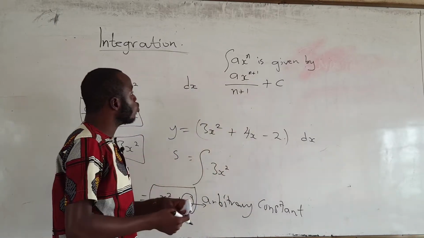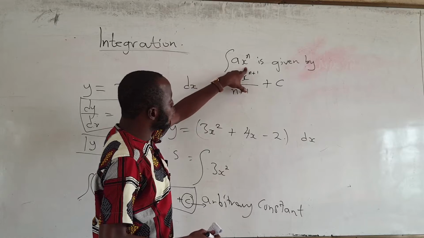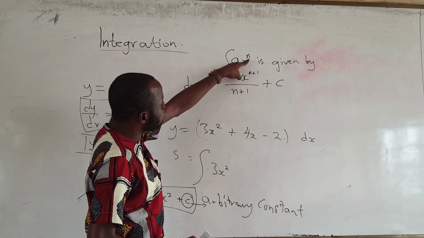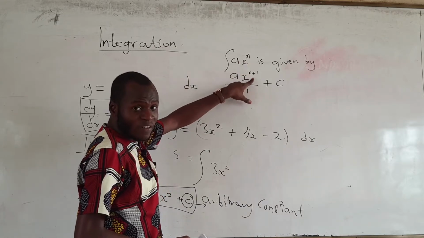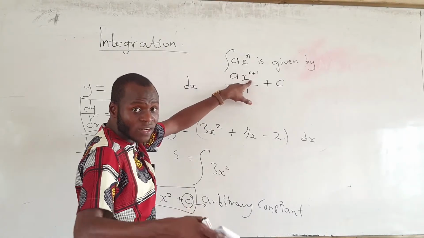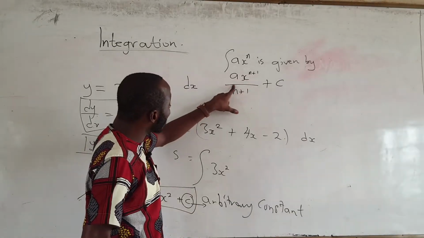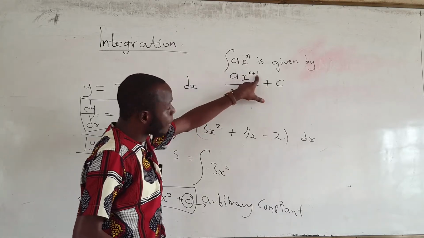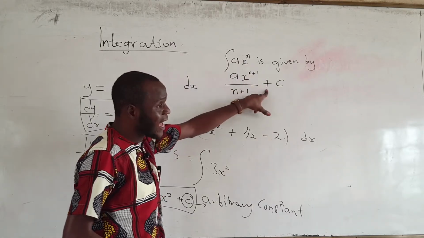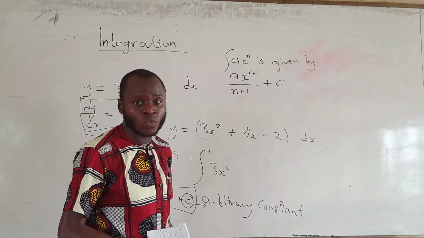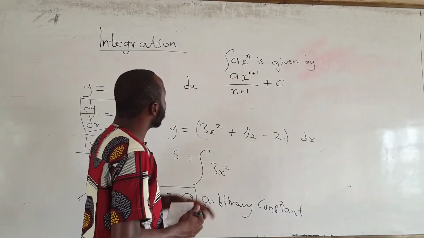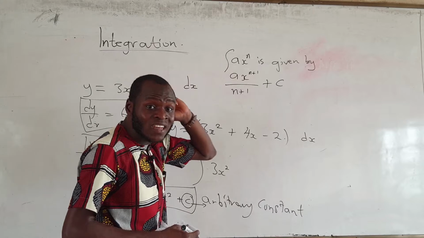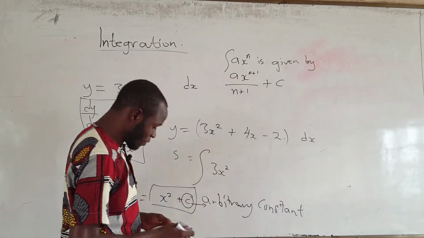So what did we do? When you have an expression like this and you are integrating, all you need to do is to add 1 to the power of the variable that we are integrating with respect to, and then we divide the whole expression that we obtain by the new power, plus the constant of integration, which is the arbitrary constant, since the integration that we are dealing with is an indefinite integration.